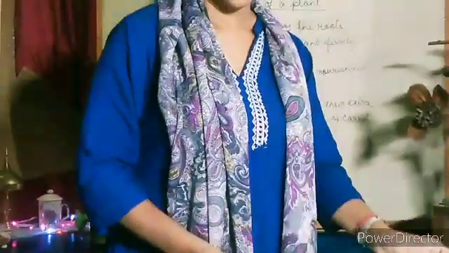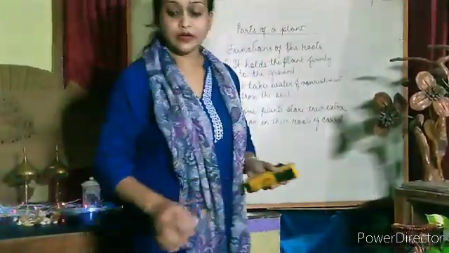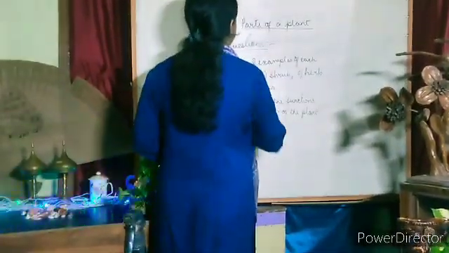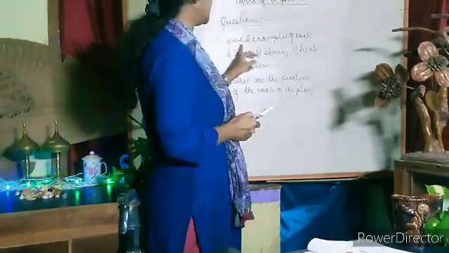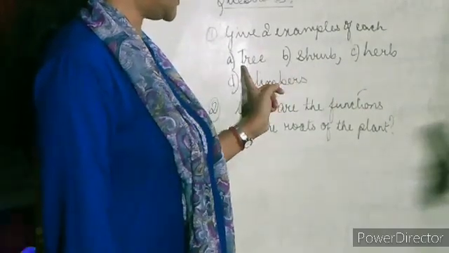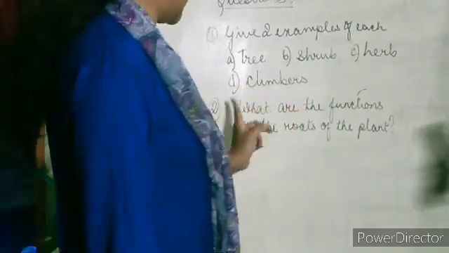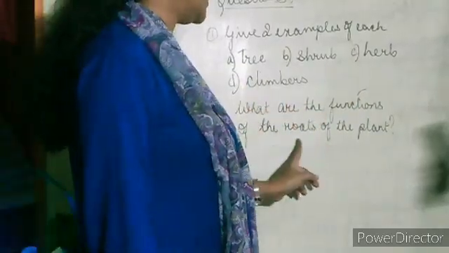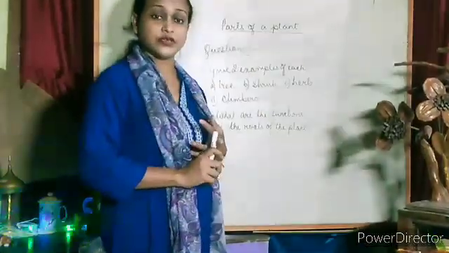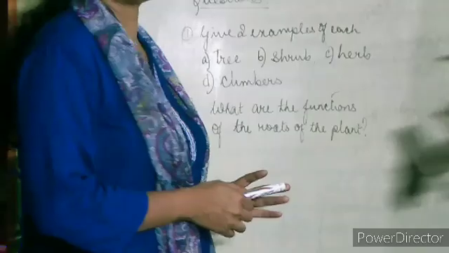With this we will conclude here today. I will give you some questions as your homework. So take down the questions. Your questions for homework: number 1, give 2 examples of each: 2 examples of tree, 2 examples of shrub, 2 examples of herb, and 2 examples of climbers. The next question is: what are the functions of the roots of a plant? I have already discussed the 3 functions of a root, so you can watch the video and then write the answers to these questions.